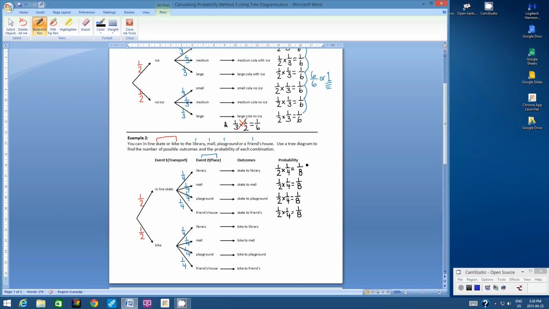So I've calculated the first 4 probabilities. These are all of the probabilities that include skating or inline skating. So now let's go to the second half or the bottom half of this tree. Now we're going to bike to these destinations. So we're going to follow this branch down here. Now this branch has the same fraction as the upper branch for inline skate. So you might be thinking, well, these are all going to look exactly the same. So if we were to bike to the library, the branch has 1/4.